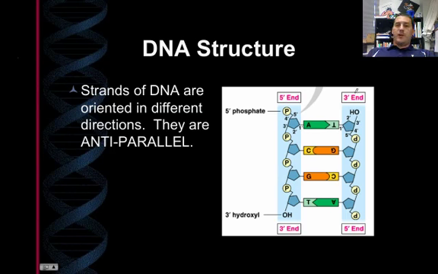So we have a 5 here and a 3 here. That's what makes it anti-parallel. It's completely opposite, but it's parallel because these will never touch each other. And again, we have our nitrogen bases in the middle being held together by hydrogen bonds. It's important to note that these nitrogen bases are only attached to the sugar molecule. They're not attached to the phosphate.